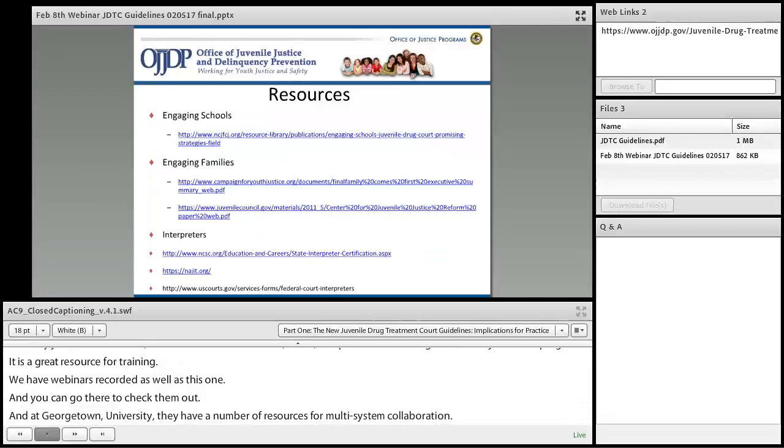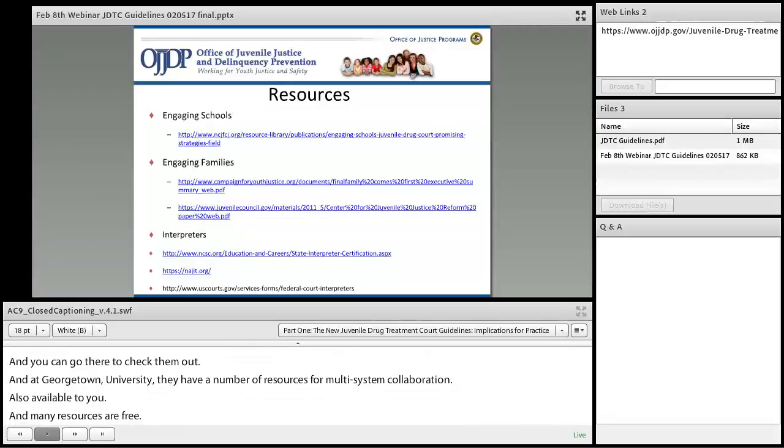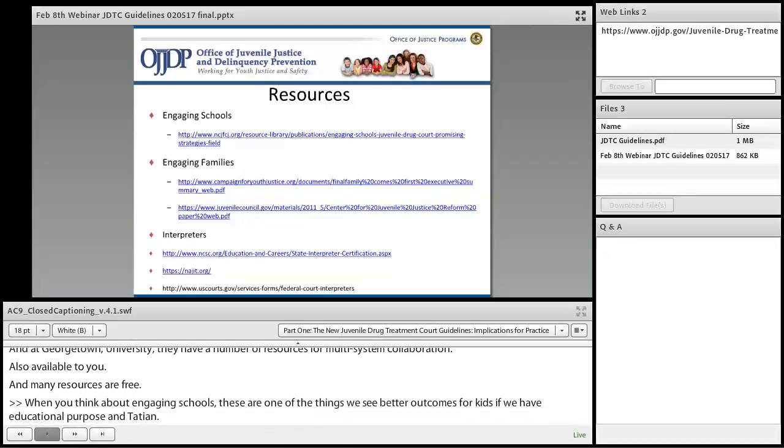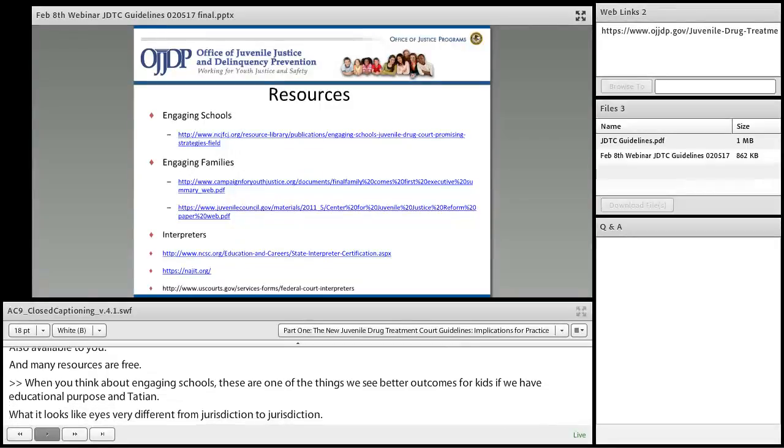When we're thinking about engaging schools, as Nancy said, we see better outcomes for kids if we really do have educational representation. But what that looks like is really different from jurisdiction to jurisdiction. We have some ideas in our publication, Engaging Schools, about how to do that, but I don't have anything that's 100% yet.